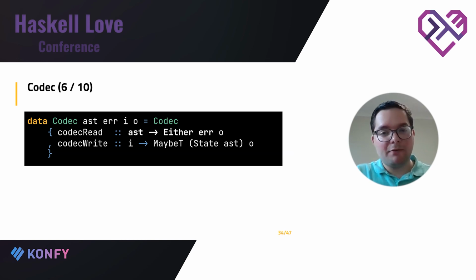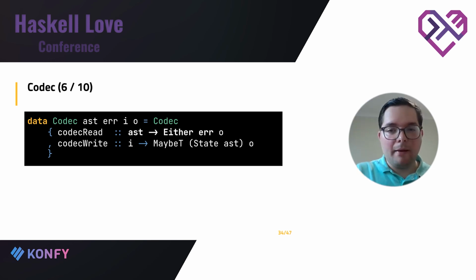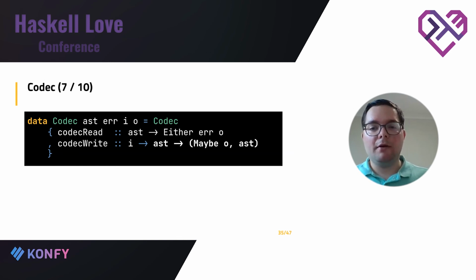So let's simplify it. First, we will get rid of ReaderT, so it's just a function from AST. And now you can actually see some similarities with the BiMap. Now we have AST, and we convert it to either an error or our value O. Yeah, it became much simpler. And we also unwrap the state. So now you can see the difference from the BiMap. We have an input value, we have AST, and we maybe produce some output value. And we also produce a new AST that we need to return, with updated values.